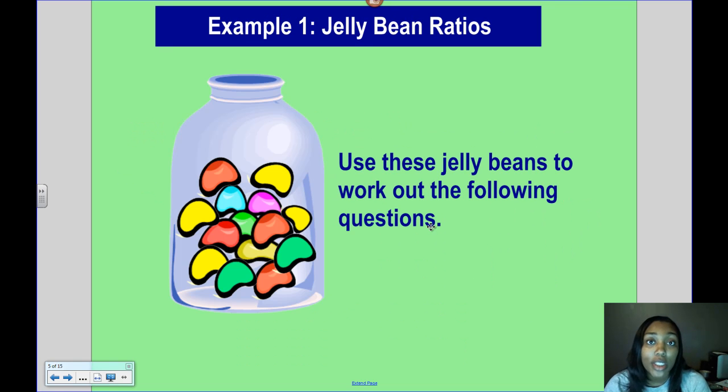So let's look at this example. We're going to do some jelly bean ratios. We're going to use this jar of jelly beans to work out the following questions. Now in your notes, it is in black and white, so you're going to have to bear with me. One thing that will help is if you write the colors down. So let's look at our table.